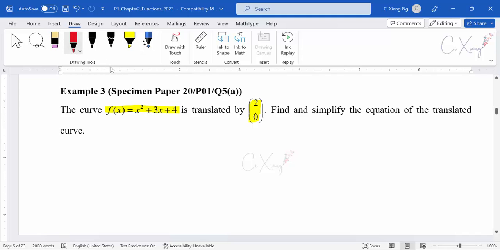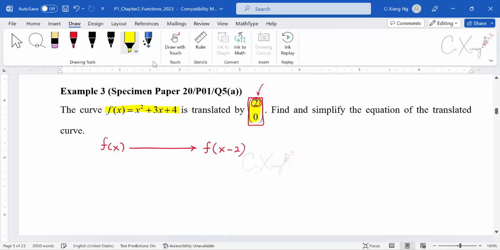Okay, so for this kind of question, originally we are having f(x). Now they want us to find the translated curve. We know that it is translated by this vector (2, 0). So for (2, 0), it means that the 2 here is at x, the x position. So that means it is actually a horizontal translation. So when you want to convert it into the function form, it is actually f(x - 2).